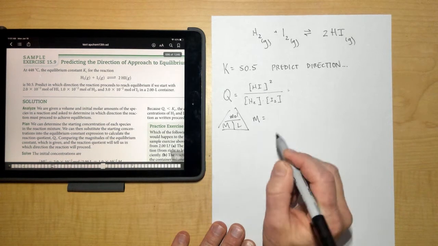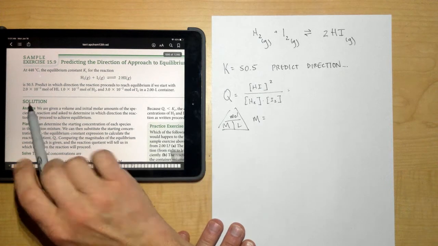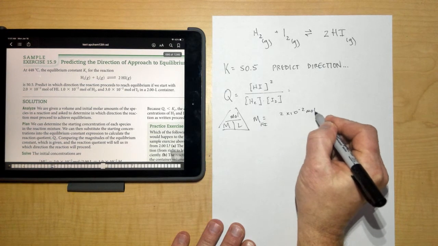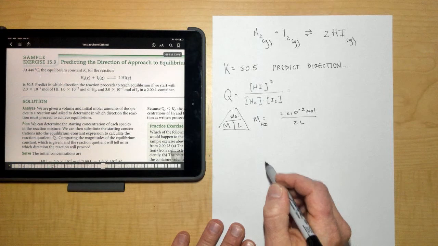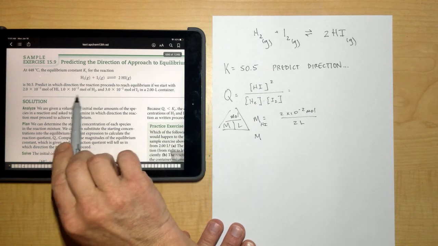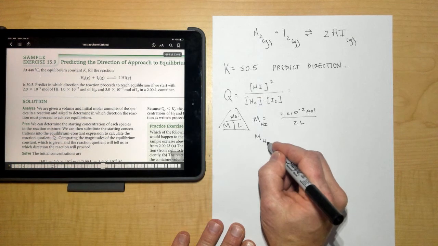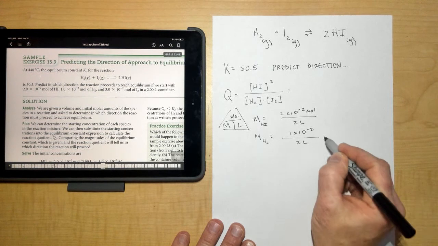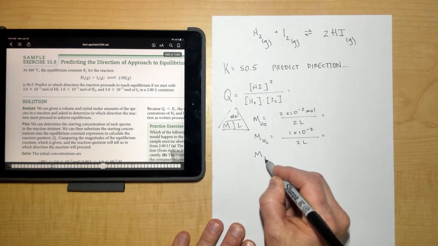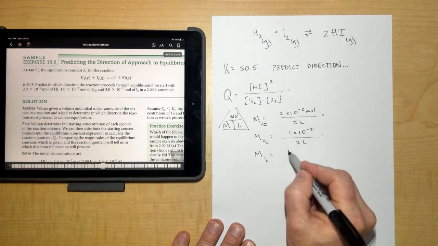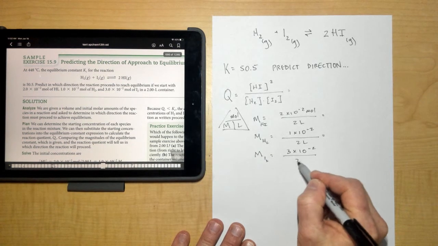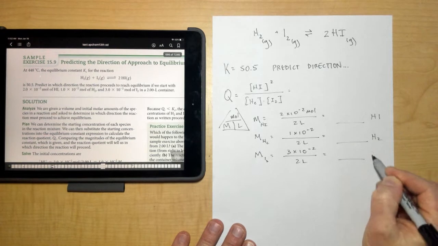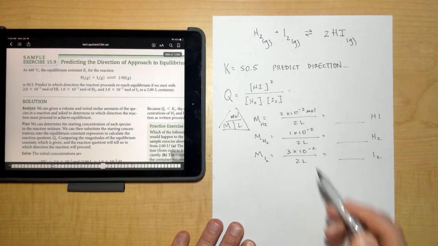And so to find the molarity for each one of these, we would take the moles of HI, which is 2 times 10 to the negative 2 moles, and divide it by the size of the container, which is 2 liters. And we take the moles of H2, which is 1 times 10 to the negative 2, and we divide that by 2 liters. And then to find the molarity of I2, we would take the moles, 3 times 10 to the negative 2, and divide that by 2 liters. And then we'd have the molarity of HI, H2, I2, and then we could take these numbers and plug them in here.